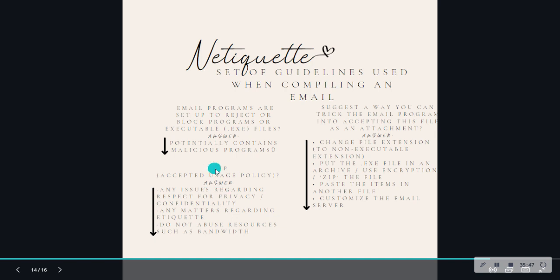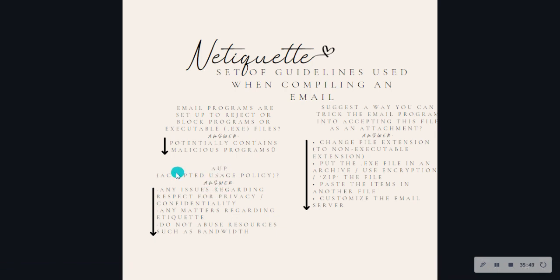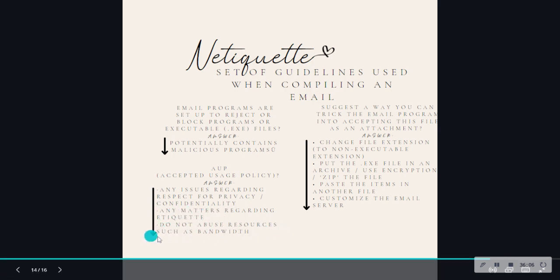And then you must know what AUP stands for. It's Accepted Usage Policy. And so this would basically be any issues regarding respect for privacy, confidentiality, any matters regarding etiquette, do not abuse resources such as bandwidth. This is what forms part of an AUP policy normally.